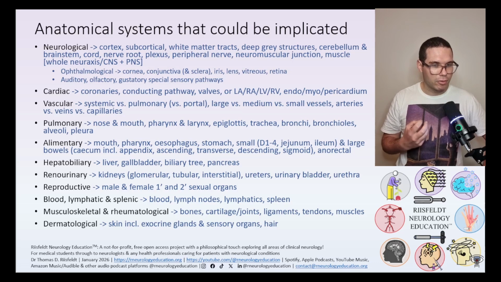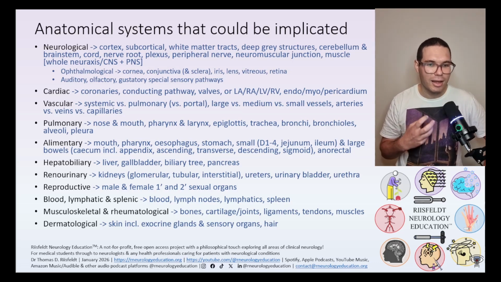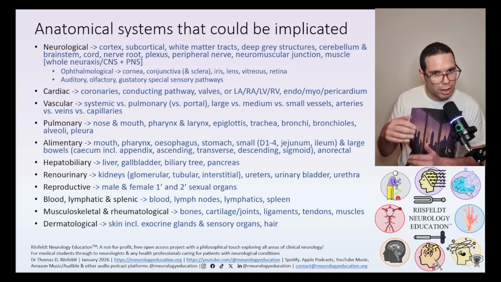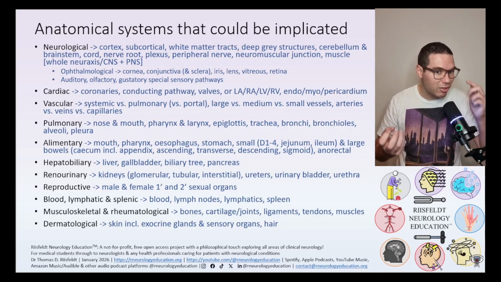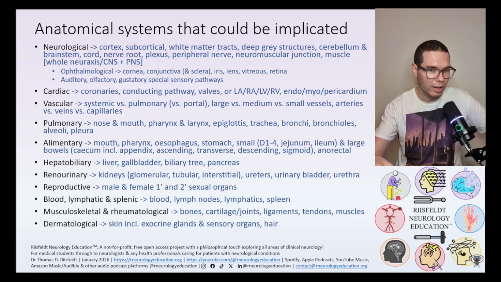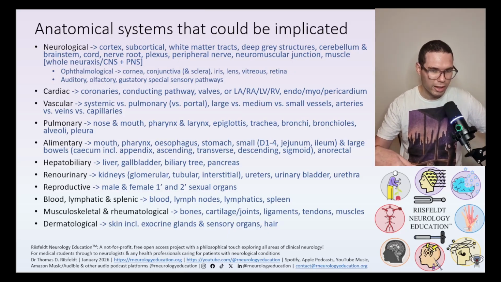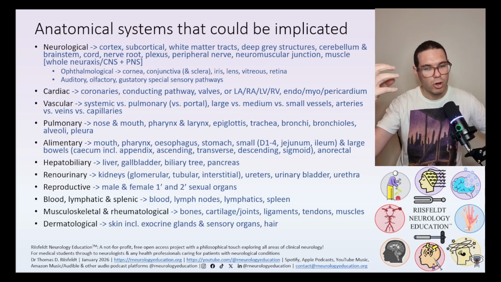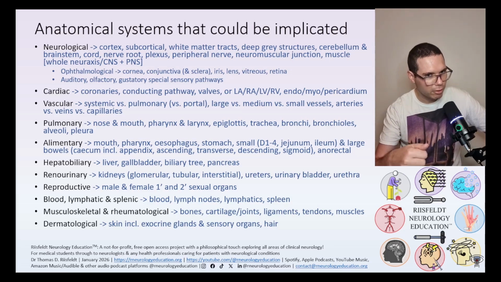Then for cardiac, that can of course be broken down into the coronary arteries, the conductive pathways, the heart valves, and then each of the 4 heart chambers themselves, or the different layers of the heart, so the endocardium, myocardium, and pericardium. For vascular, obviously there's some overlap with what I've just said, but you can have your systemic circulation or your pulmonary circulation, and also your portal circulation, or it can be broken down into large and medium and small sized blood vessels, especially arteries, or it can be broken down into arteries versus veins versus capillaries.